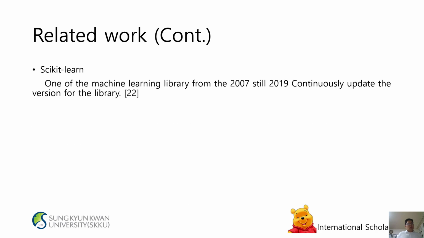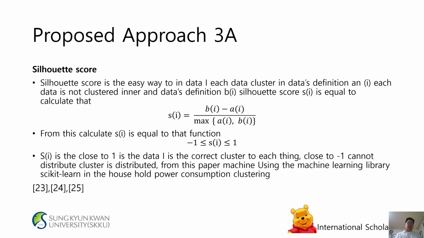Related work continues. Scikit-learn is one of the machine learning libraries, from 2007 to 2019, continuously updating the version of the library. The proposed approach is 3A: silhouette score. The silhouette score is an easy way to evaluate data. a(i) is for each data point inside its cluster, and b(i) is for each data point not in its cluster.